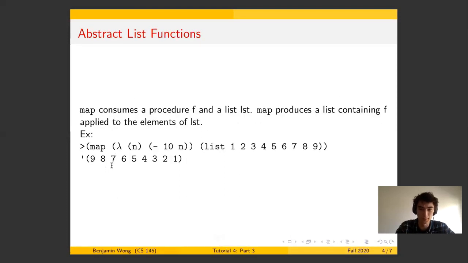The next one is map. Map will consume a procedure and a list and apply that procedure to the list. In this example, my procedure is taking 10 and subtracting n, and my list is the numbers 1 through 9. As you can see, it will output the reversed list, not because it's reversing the list, but just due to the nature of this subtraction.